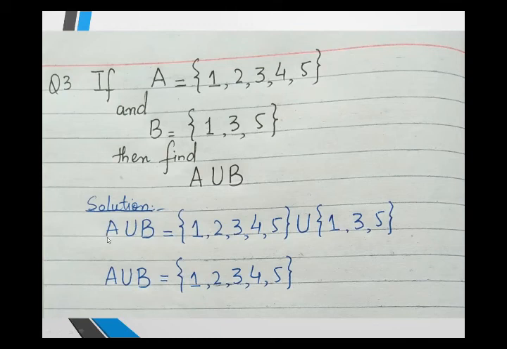Here we have A union B equals to, firstly we write the set A which is 1, 2, 3, 4 and 5. Then we place a union sign. Then we write set B which is 1, 3, 5. Then we take the union of them. We write all the elements in a single set, and those elements which are repeated in both sets we write only one time. Those members which are repeated in both sets are 1, 3 and 5. So we write them only one time.